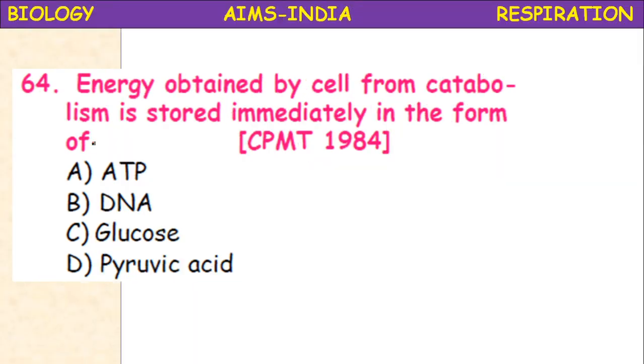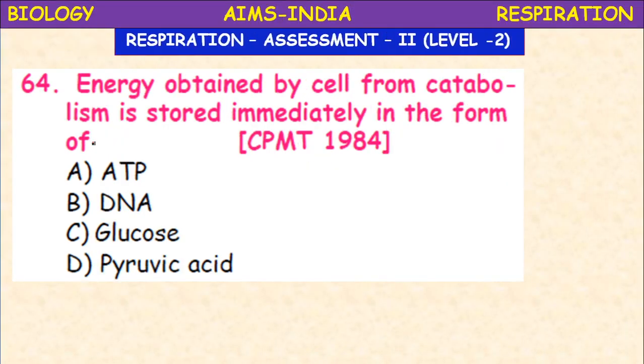Next, energy obtained by the cell from catabolism is stored immediately in the form of ATP, DNA, glucose, pyruvic acid. The energy obtained by the cell from catabolism is stored in the form of energy currency, that is ATP.